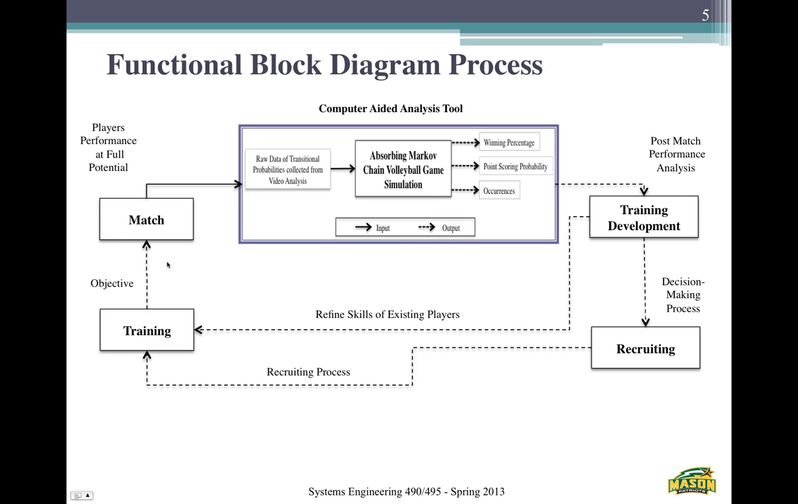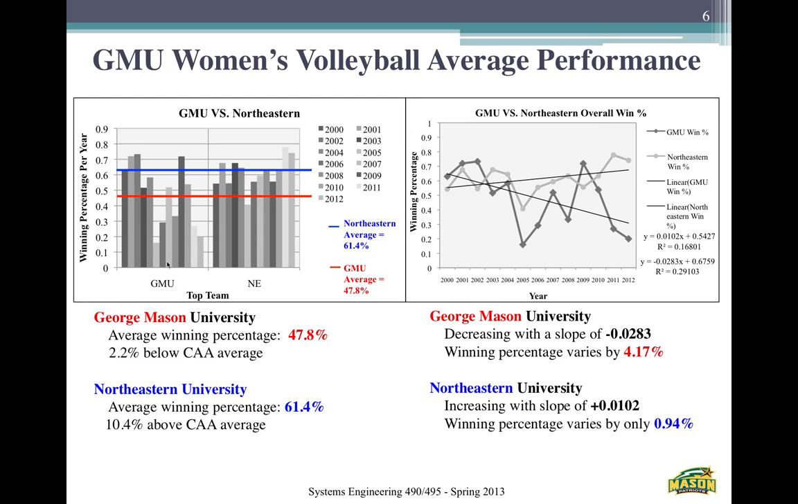So next is a functional block diagram of the process of a volleyball program. It starts with a match, and then the blue box is where our simulation would fit in. But if it wasn't there, it would go to a match, and then to post-game analysis, where the coaches perform training development, where they decide what they need to focus on, so refining the skills of players or recruiting a new player for that position. Then it goes into the physical training, and then back into a match.